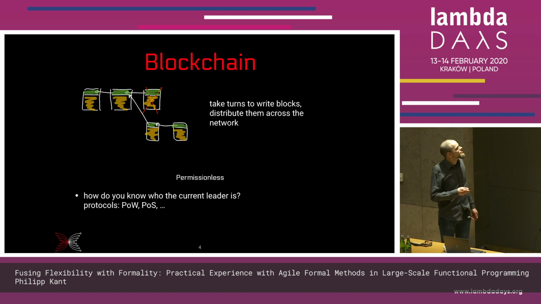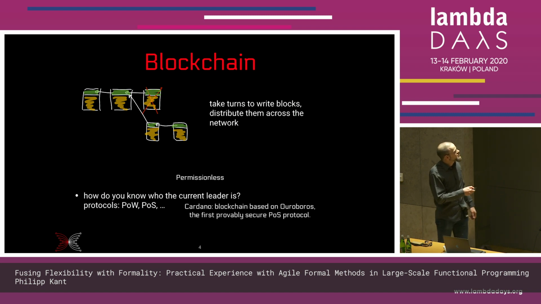Now, of course, since you don't want to have a permissioned system where you have a fixed set of participants, this notion of taking turns is not that trivial, so you need protocols to determine who is allowed to do the next block. The most prominent one is the proof of work that Bitcoin does, where you do calculations and basically waste a lot of energy just to determine who can produce the next block.